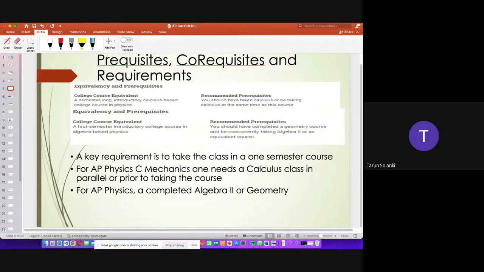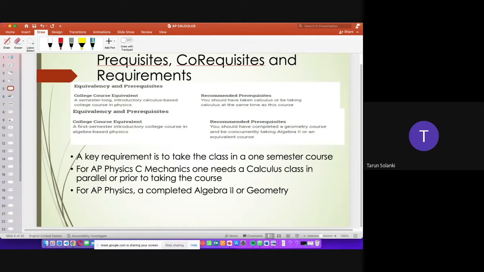Now let's come to the next part. As you know, you should have a basic knowledge of functions, and how to plot the graphs. A key requirement is to take the class in a 1 semester course. Similarly, we have introduced AP Physics C Mechanics on the same. You can find all the details on our site, which is apexams.us. The class is parallel or prior to taking the same course.